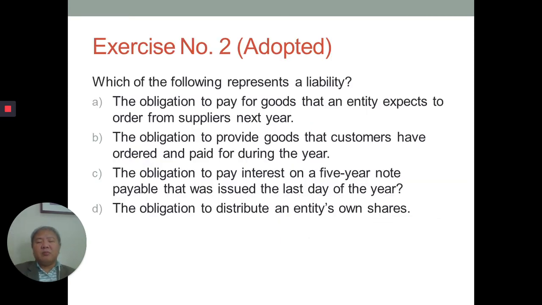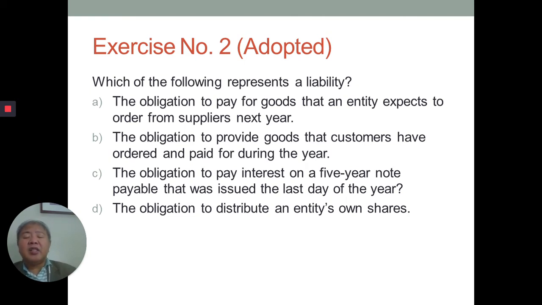Number two. Now I'd like to thank the author of a local book in financial accounting. I have taken this specific theory question from his book. Thank you very much, sir. Which of the following represents a liability? The obligation to pay for goods that an entity expects to order from suppliers next year.